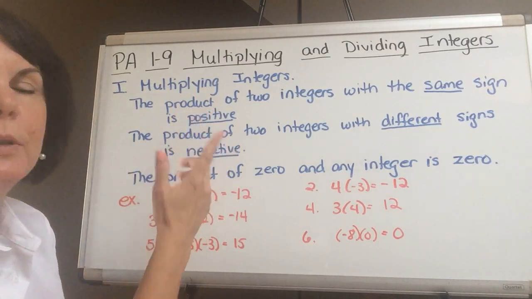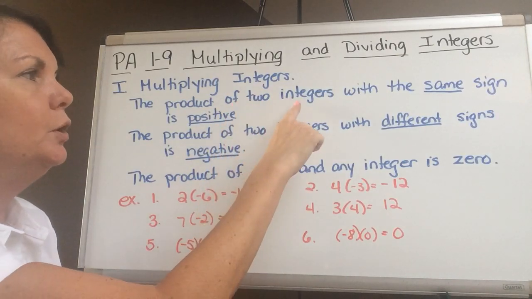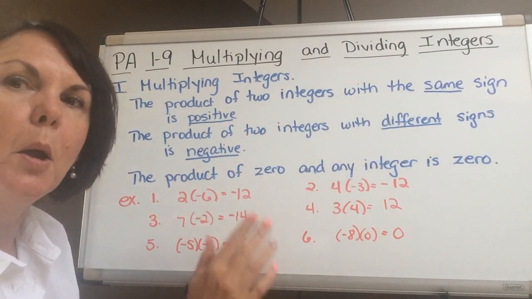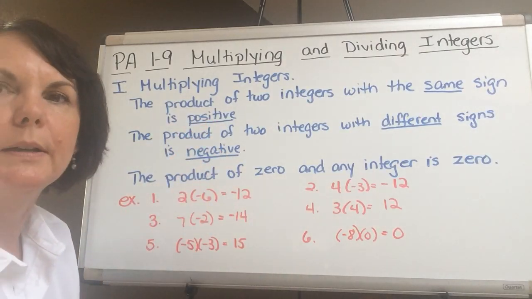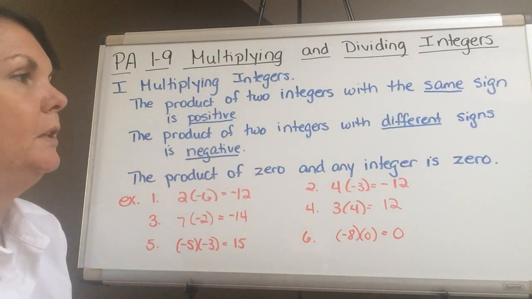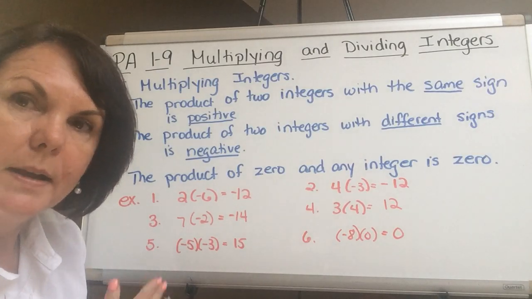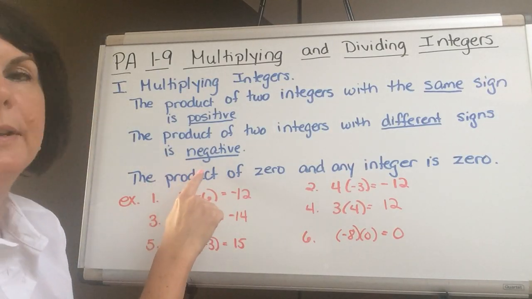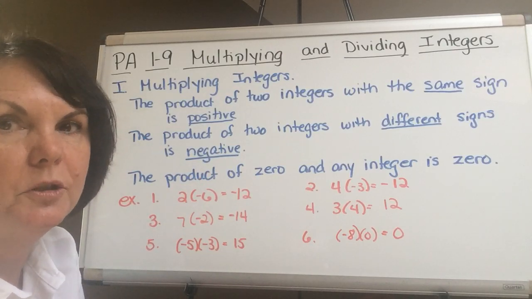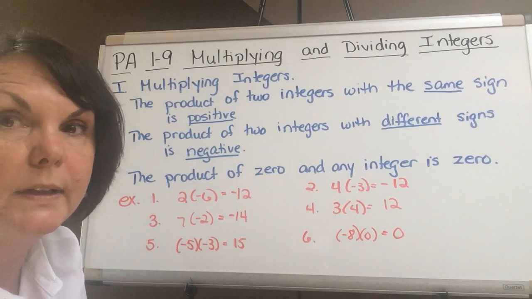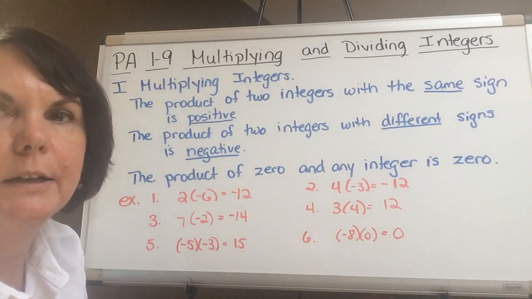The product, which means the answer to multiplication, of two integers that have the same sign, both positive, both negative, is always positive. The product of two integers with different signs, one positive, one negative, is always negative. And remember that the product of 0 and any integer, regardless if it's positive or negative, is always 0.